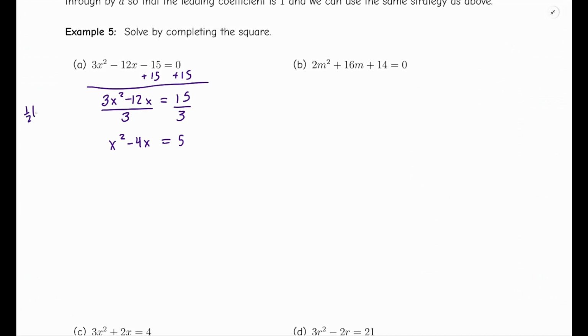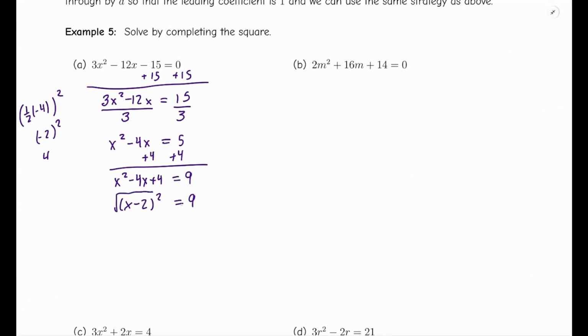So half of negative 4 squared is negative 2 squared, which is 4. So add 4 to both sides. We get x squared minus 4x plus 4 is equal to 9. The left side factors as (x minus 2) squared is equal to 9.